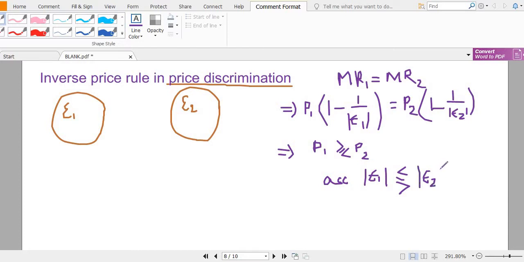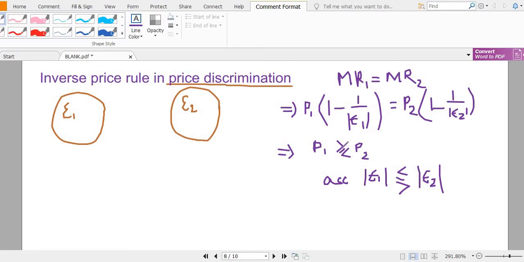So essentially what it says is, the greater the elasticity of demand in a particular group, the lower the price you will charge them, and the lower the elasticity of a particular group, the higher the price you will charge them, right? This is essentially the inverse price rule, because it's the inverse. Wherever you have a higher elasticity, you charge them a lower price, and whenever you have a lower elasticity, you charge them a higher price. Now what is the intuition?